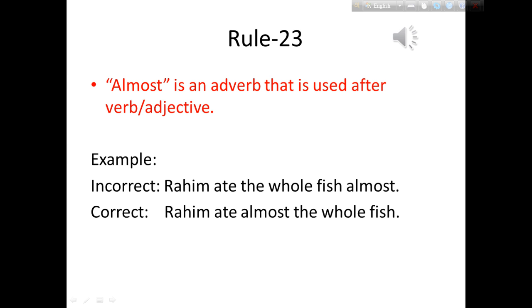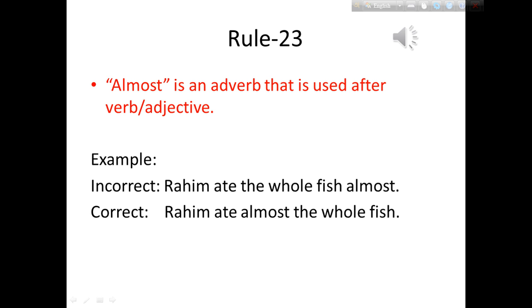Now, rule 23. Now we are going to discuss the word almost, and this very word almost is an adverb. We know that adverbs are always used after verb or adjective to modify them. So almost, the adverb, will be used just after the verb according to the rule.